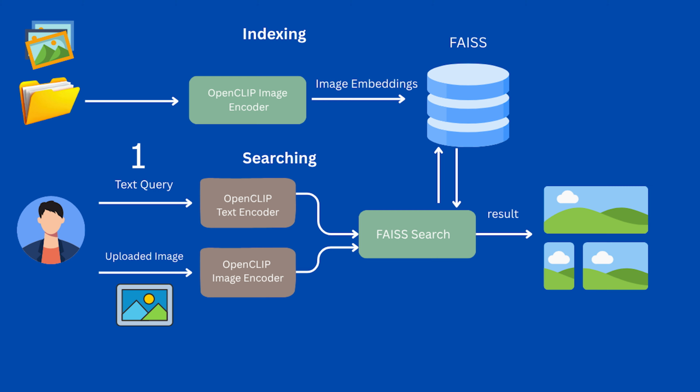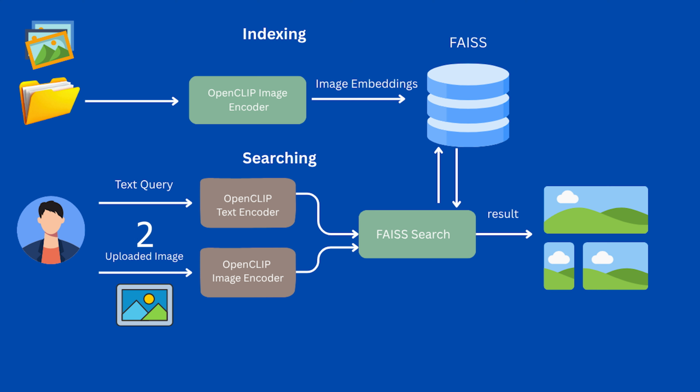When a user enters a text query, OpenCLIP converts that text into embedding. Here OpenCLIP maps both images and text into the same vector space. This means a text embedding can be directly compared with the image embeddings. FAISS then performs a similarity search and returns the most relevant images along with the similarity scores.